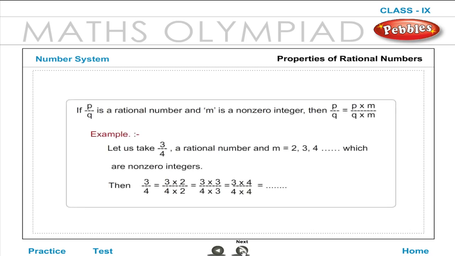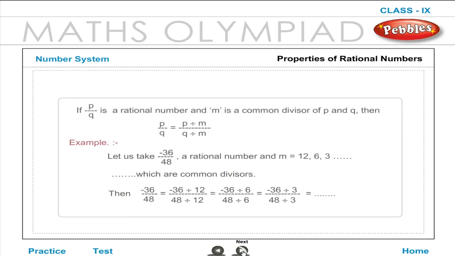Properties of rational numbers. If p by q is a rational number and m is a non-zero integer, then p by q is equal to p into m by q into m. Example: let us take 3 by 4, a rational number, and m equal to 2, 3, 4, which are non-zero integers. Then 3 by 4 is equal to 3 into 2 by 4 into 2, is equal to 3 into 3 by 4 into 3, is equal to 3 into 4 by 4 into 4, and so on.